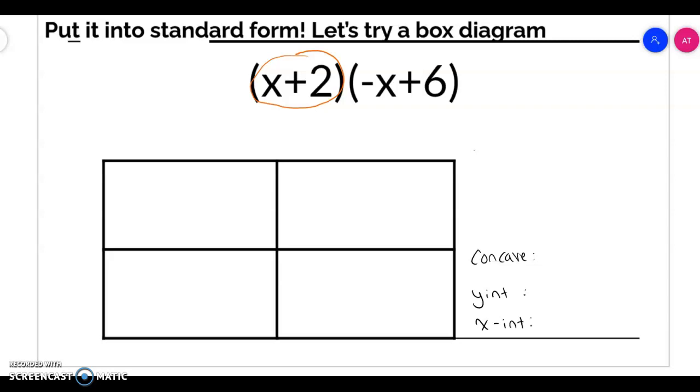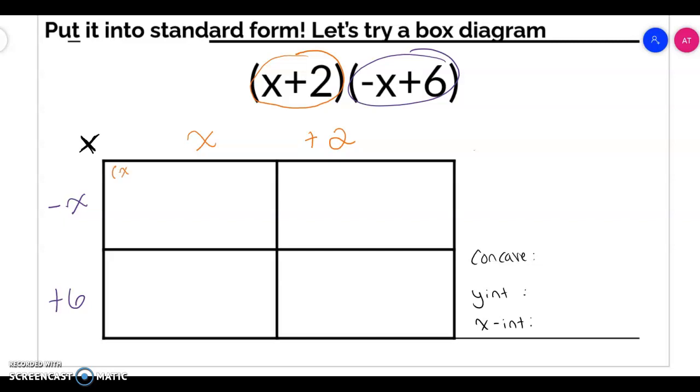So essentially, kind of like the gene table that you guys have been dealing with in genetics, or any of those things, it's similar to it. So all we do is put this x here and plus 2 here. Then we're going to take negative x and plus 6 here. And what we're going to do now is multiply whatever the two boxes connect.